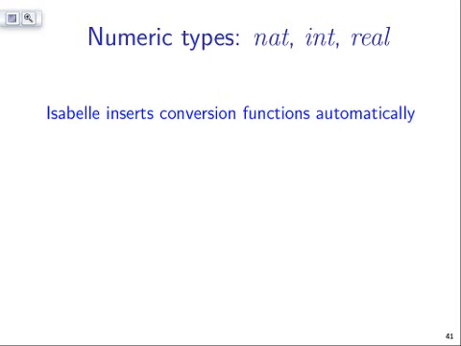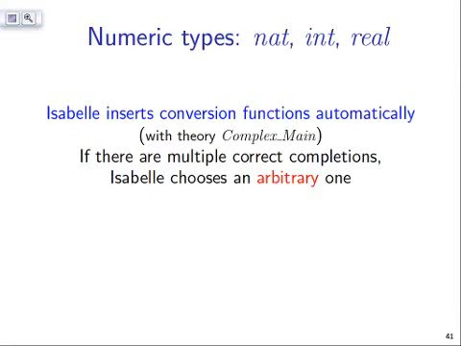You have to put in those conversion functions, but you don't have to put them in by hand. Isabelle tries to insert them automatically if you're in the context of Complex Main. There might be multiple ways to insert them to get a type-correct term, and then Isabelle will choose an arbitrary one, and you might get into trouble. I'm not asking you to put in everything by hand, but I'm warning you: if you don't, the system may put it in the wrong place, and later in your proof the conversion function is suddenly in the wrong place, and your proof becomes more complicated.